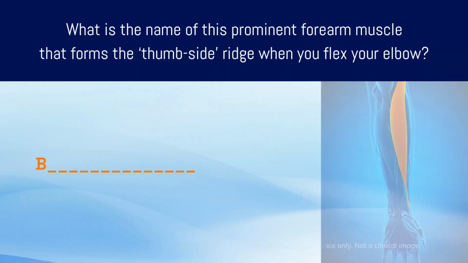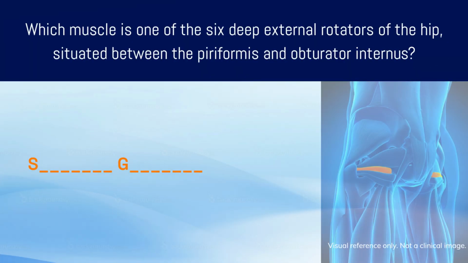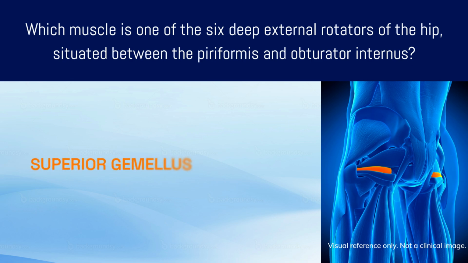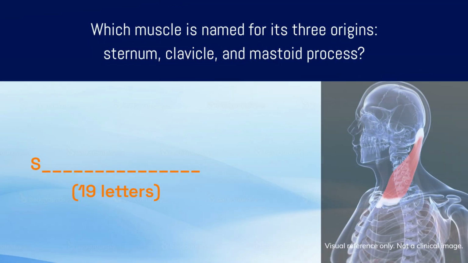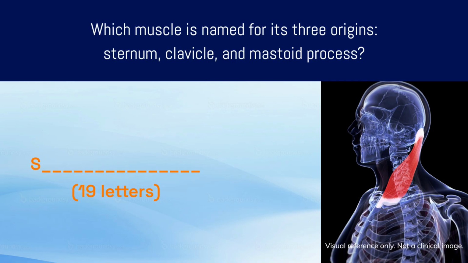What is the name of this prominent forearm muscle that forms the thumb side ridge when you flex your elbow? Brachioradialis. Which muscle is one of the 6 deep external rotators of the hip, situated between the piriformis and obturator internus? Superior gemellus. Which muscle is named for its 3 origins, sternum, clavicle, and mastoid process?